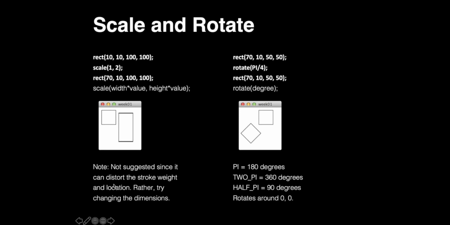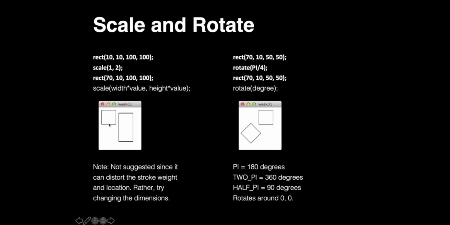Okay, for scale and rotate. Scale, I'm actually not really going to talk about just because it's not a great function to use. It's better to change the dimensions based off of the function you're using. So if it's a rectangle, you want to change the dimensions using the width and height within that function, or the original vertex points for a triangle or quadrilateral. When you use scale, it's going to skew and modify in a bad way the actual shape.